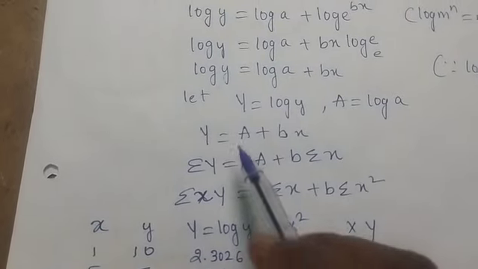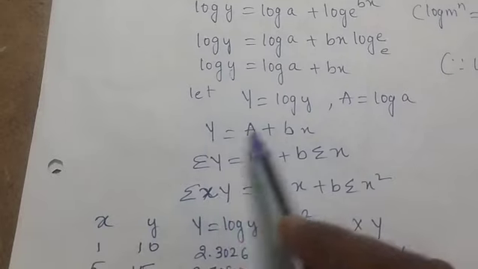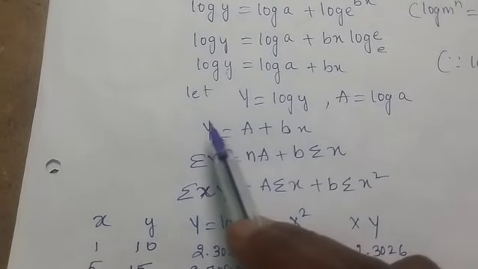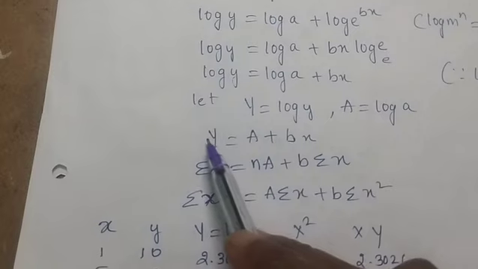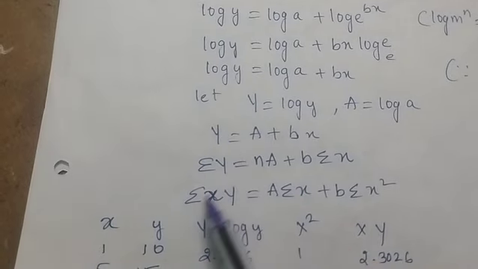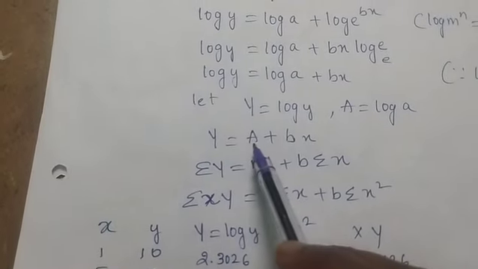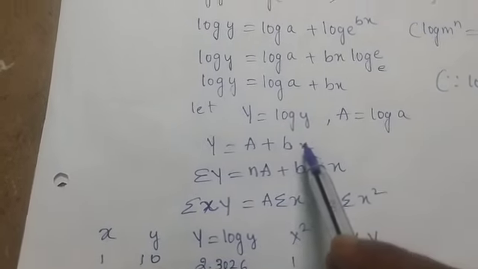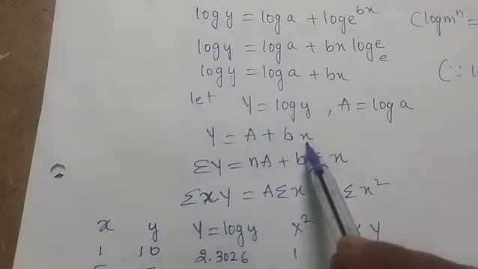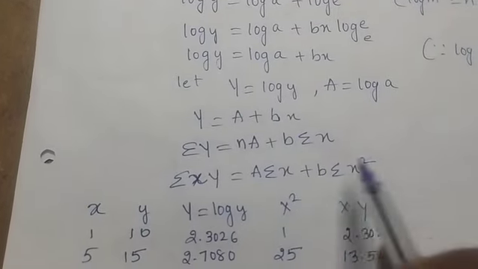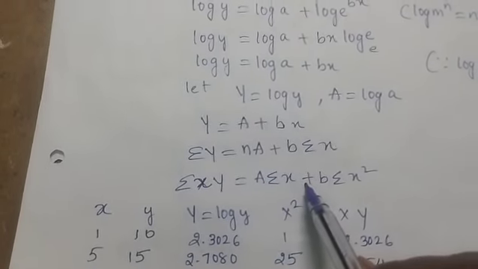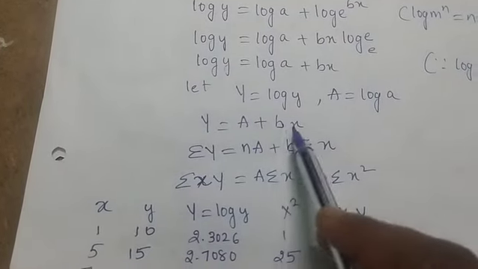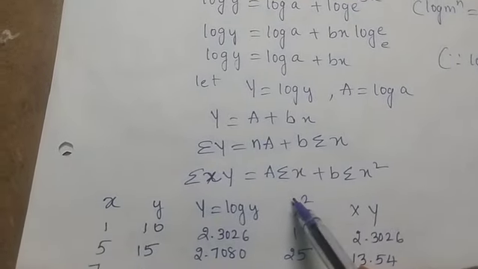For the second normal equation, for this equation first multiply by small x and apply summation. After multiplying by x, here we get x capital Y, that means summation xY, and after multiplying x here, Ax, we get A into summation x. After multiplying x here we get bx square, that means b into summation x square. These are the two normal equations. Here how many unknown values do we have? Two unknown values, that's why we want two normal equations.